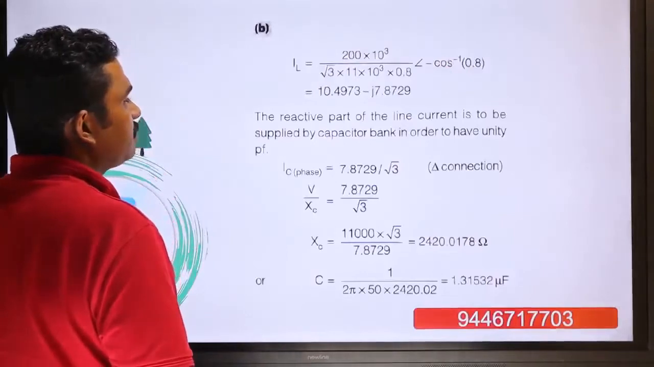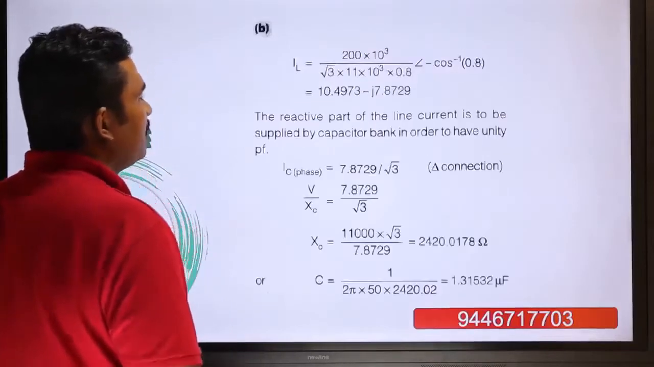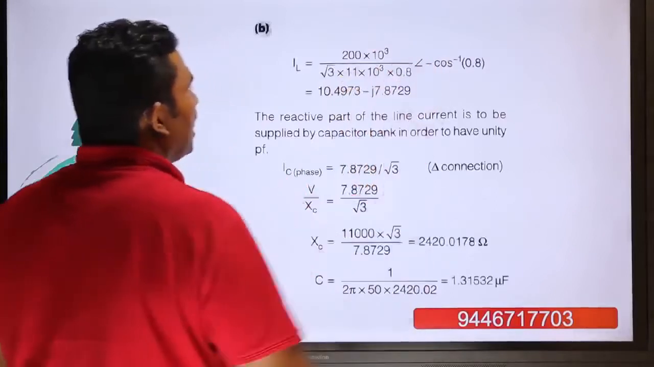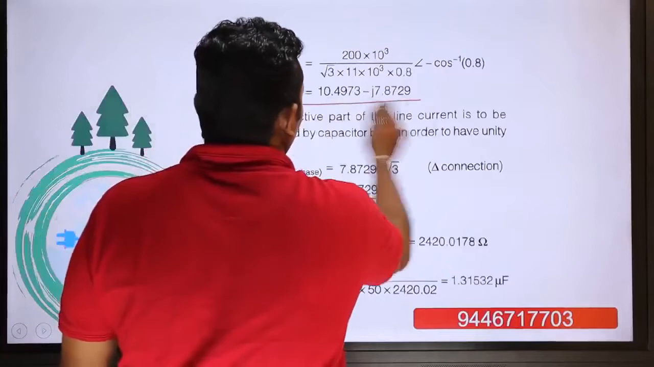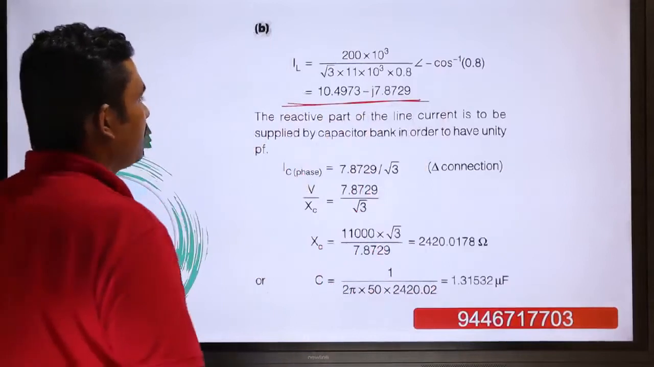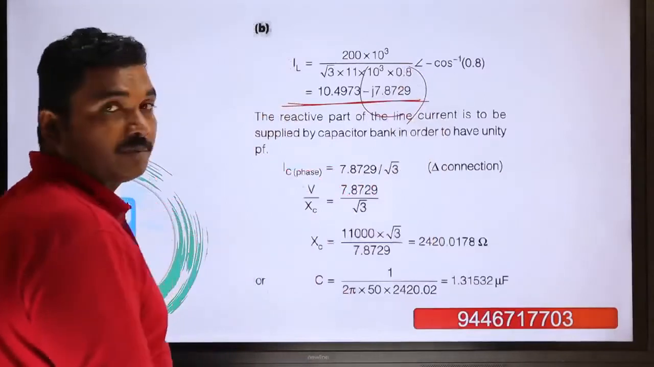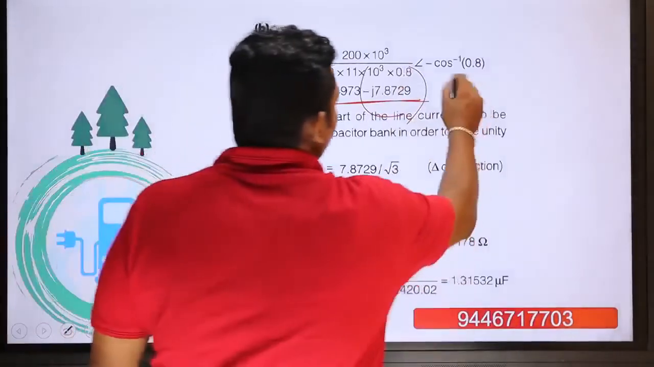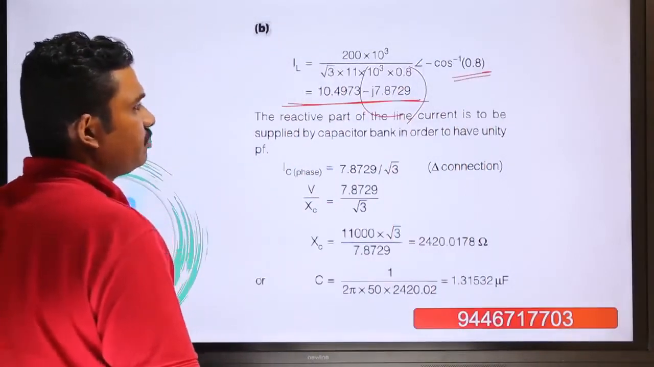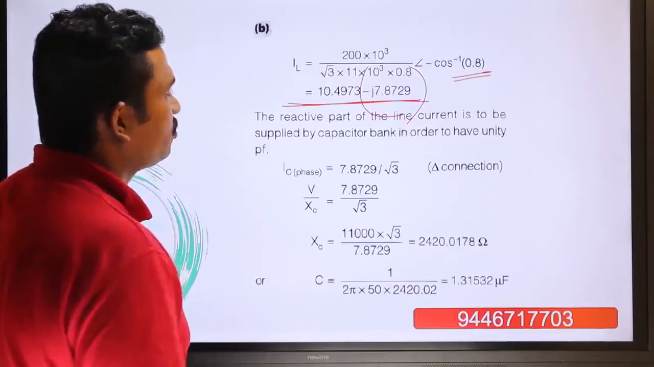So we have to improve the power factor. We first find the load current, because the 200 kW load is given at 11 kV. So it is 200 into 10 raised to 3 divided by root 3 into 11 into 10 raised to 3 into 0.8, at angle cos inverse 0.8. This is the load current. The reactive part of the line current is to be supplied by the capacitor bank in order to have unity power factor. Here, when it is 0.8 lag, the reactive current is minus 7.8727, and it has to be compensated because unity power factor is required.